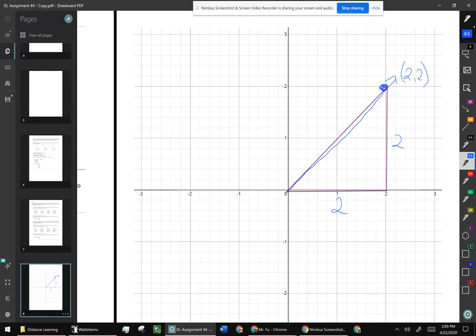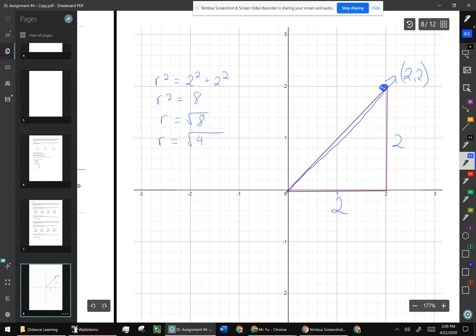So what would that hypotenuse be? What would that radius be? And so all that is just Pythagorean theorem. R squared equals 2 squared plus 2 squared. That'd be 8. That'd be square root of 8.